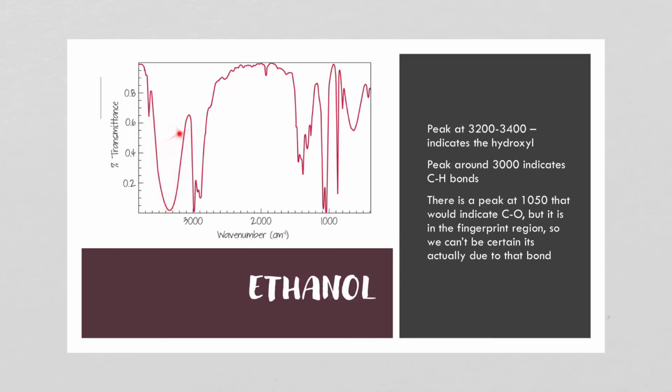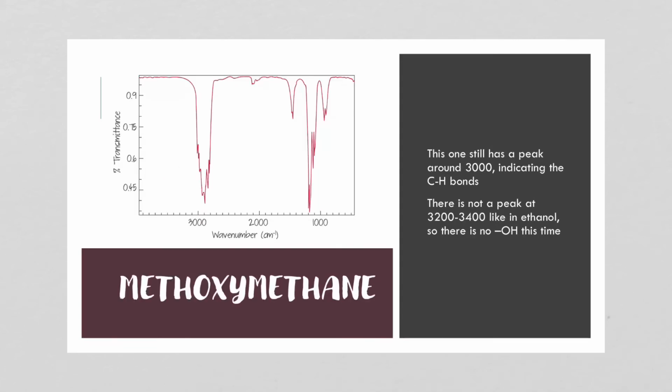This indicates the hydroxyl group, the OH. There's also a peak here around 3000. That indicates that there are carbon-hydrogen bonds, so single bonded carbons to hydrogens. There is a peak here around 1050, and that would indicate a C single bonded O, but it's in the fingerprint region, so we can't be certain it's actually due to that bond. We can't identify that one, but we know there's a hydroxyl, and we know there are single bonded carbons to hydrogens. So this is another example.